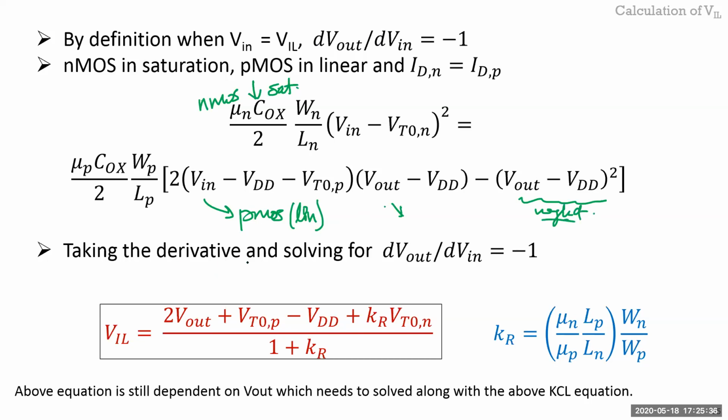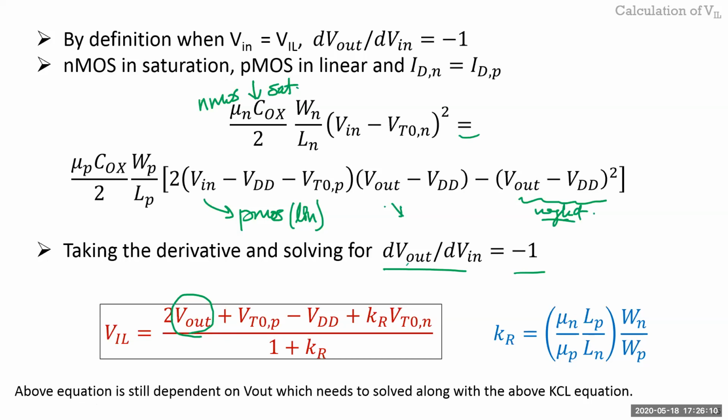Same principle: take the derivative, and apply dV out over dV in equal to -1. If you solve it, your VIL turns out to be this quantity. As you can see, there is still a V out term here, so you have to substitute back in this equation, solve for V out, and substitute back here. Typically we don't do a whole lot of this; it's just to understand where it is coming from. Typically, once we size the transistor, we simulate it.